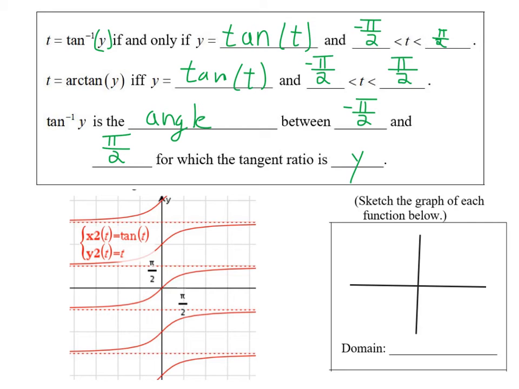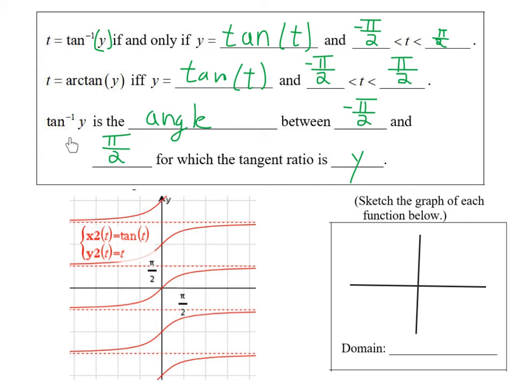All right, so if you got the correct range, you should have t equals inverse tangent of y if and only if y is the tangent of t, and t must fall between negative pi over 2 and positive pi over 2. I will point out this time they're not equal, like in sine, right? Because we have those horizontal asymptotes there. We're not going to actually have values at pi over 2 or negative pi over 2. And then, of course, same thing is true. We call this the arctangent function.